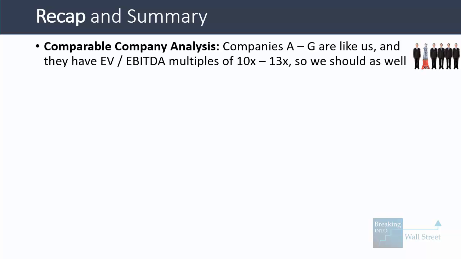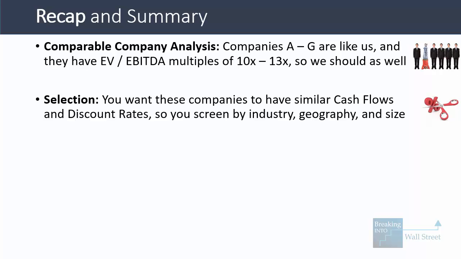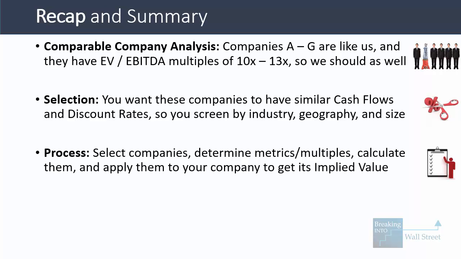We're at the end, so let's do a quick recap and summary now. With comparable company analysis, the idea is that if companies A through G are like us, and they have enterprise value to EBITDA multiples of 10x to 13x, we should have a multiple like that as well. So the company we're analyzing should also have a multiple somewhere in that range, and it should be valued at that level as well. We want the companies that we pick in this analysis to have similar cash flows and discount rates, which is why we screen by industry, geography, and size.